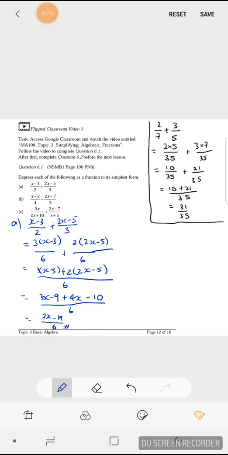Okay? Now please copy this down. You can pause the video because I'm going to erase this portion due to the lack of space. Alright?